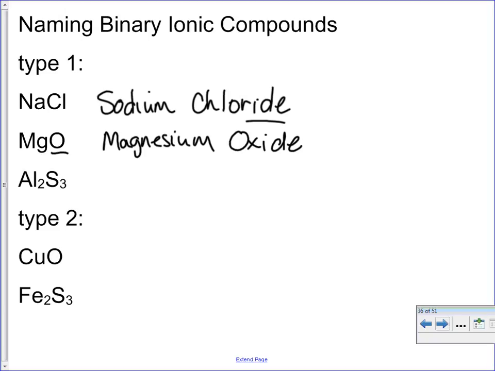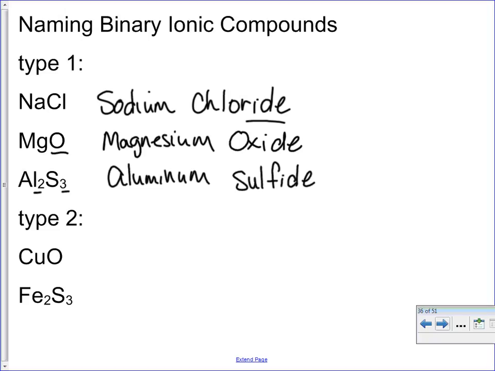Al2S3? Well, if you look up Al, it's aluminum. That's the metal, type 1. S3, S, and again, I don't worry about the 2's and the 3's. Just totally ignore them. Just name aluminum and then name sulfur, but I can't name sulfur because it's at the end, so it becomes sulfide.